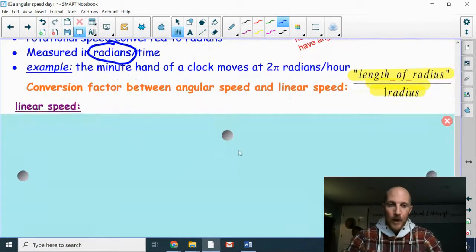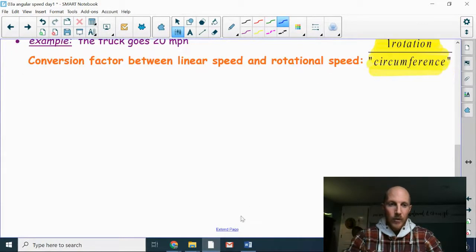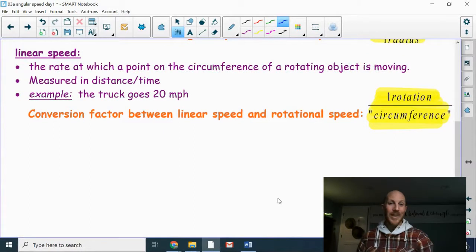Okay, last one, linear speed. So linear speed is, I'm sorry, that was too far, the rate at which a point on the circumference of a rotating object is moving. The classic example here is if you think about a tire on a car or a truck, if there's a rock stuck in that tire tread, you can imagine the rock spinning around and around and around. Okay, well, how fast is that rock going in linear speed, right?